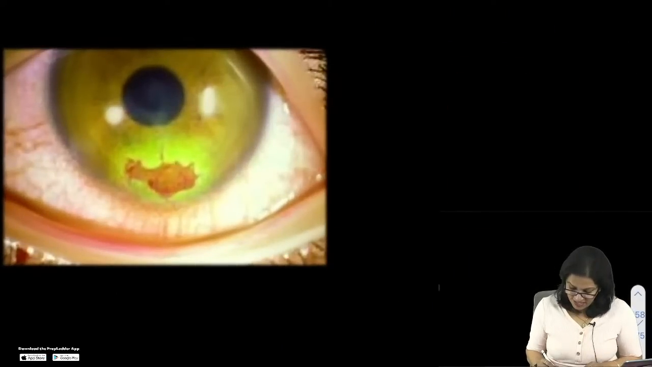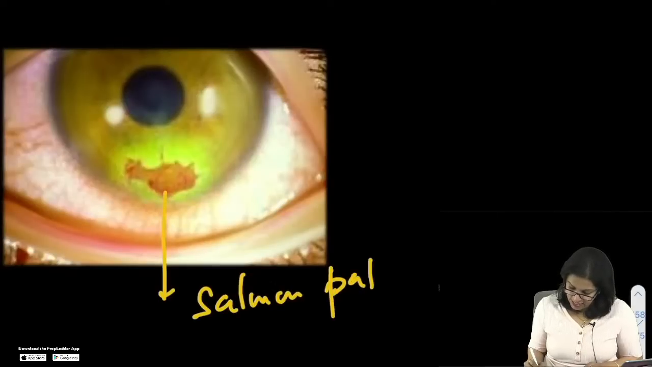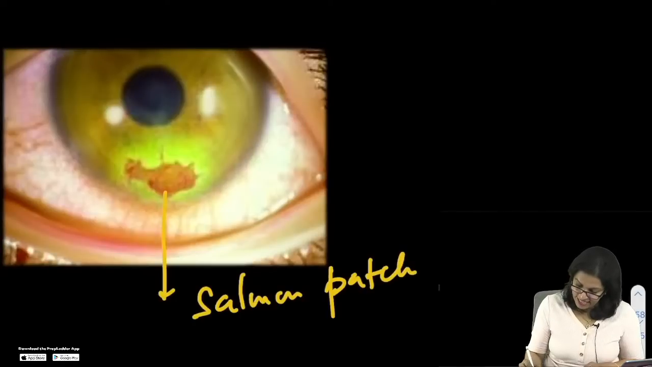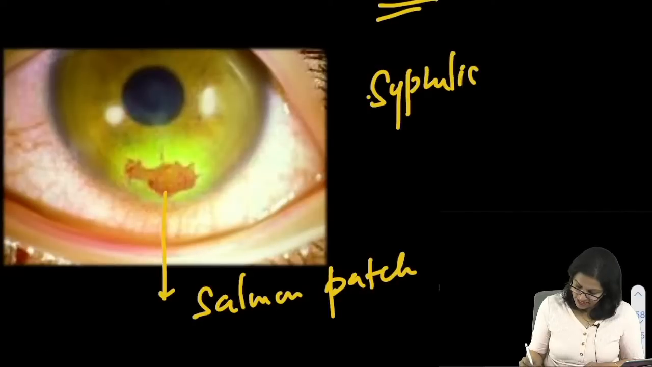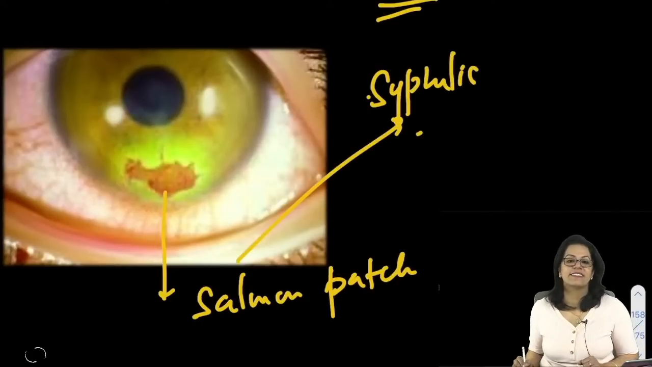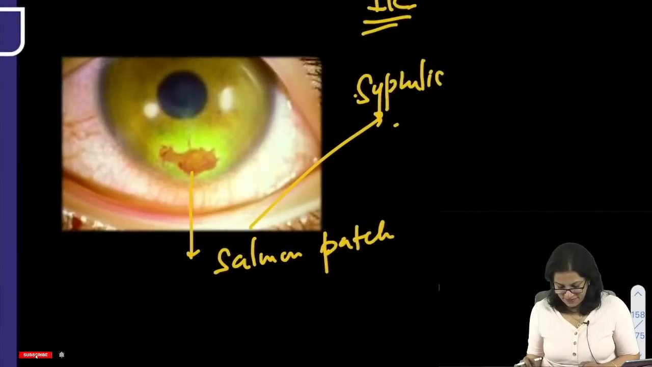What are you looking at now? What is this? This is your salmon patch, a pink patch of bleeding seen in interstitial keratitis. Salmon patch is seen in syphilis. This is due to syphilis, right? So this is what is salmon patch.